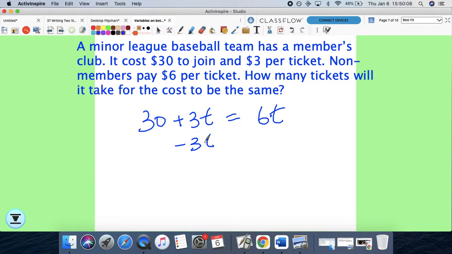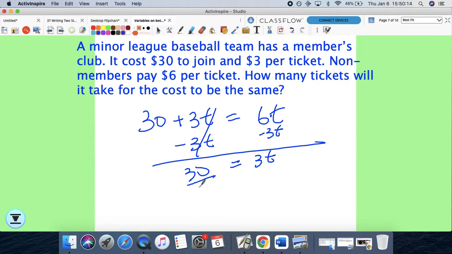So minus 3t, minus 3t. This is 30. This is 3t. Divide both sides by 3. And t equals 10. So at exactly 10 games, whether you joined the membership or not, you and your friend spent the same amount of money. So let's think about this.